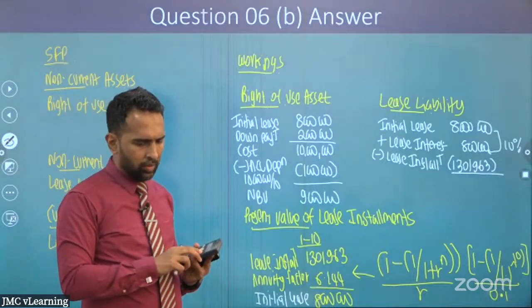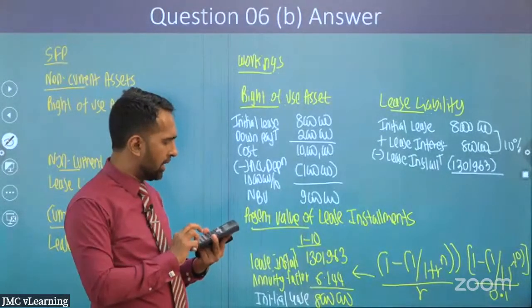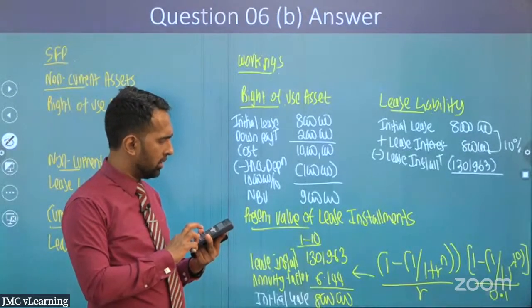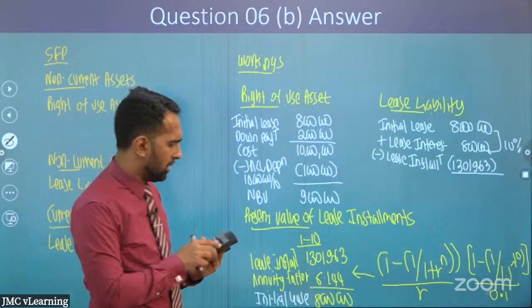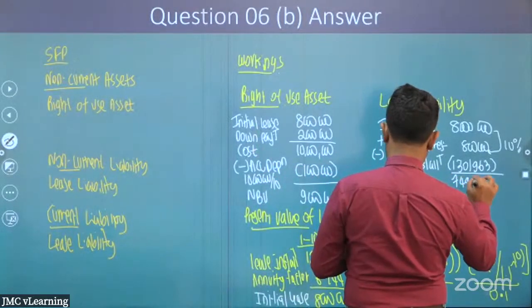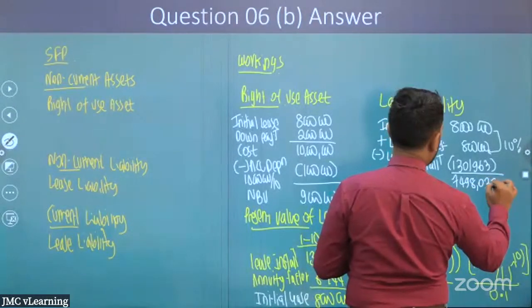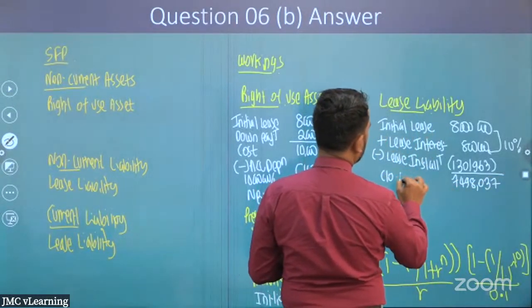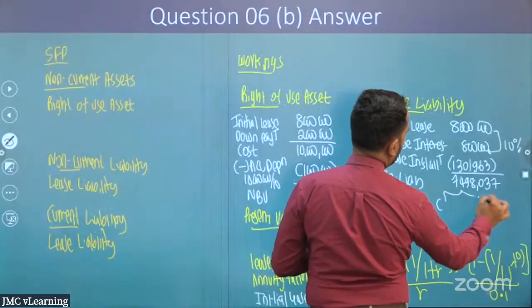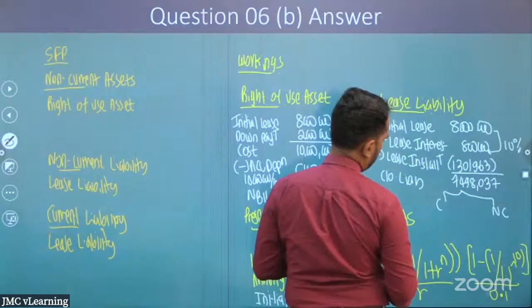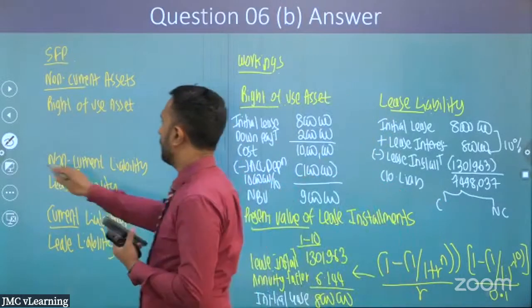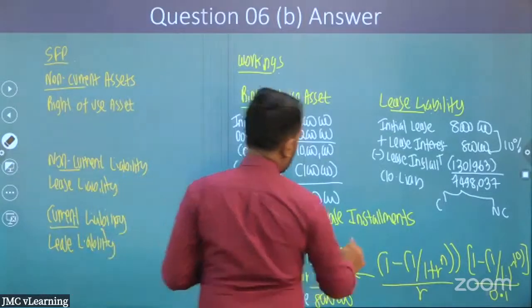Yes. Some have already taken the answers and sending me the answers. Minus 1,301,963. 7,498,037 is the closing liability. That you have to separate as current and non-current. How to calculate the current portion? How to calculate the current portion, right?